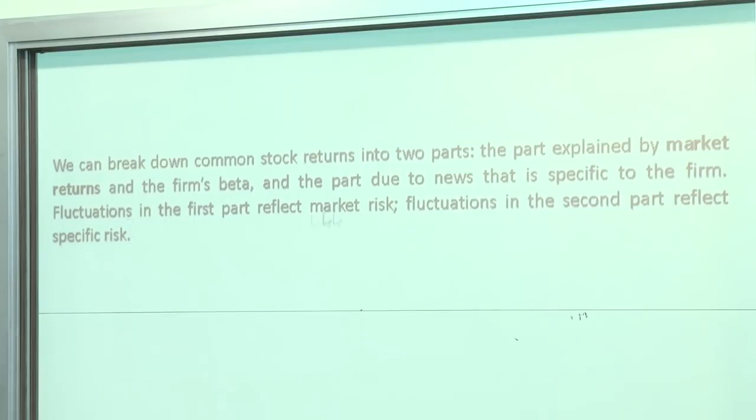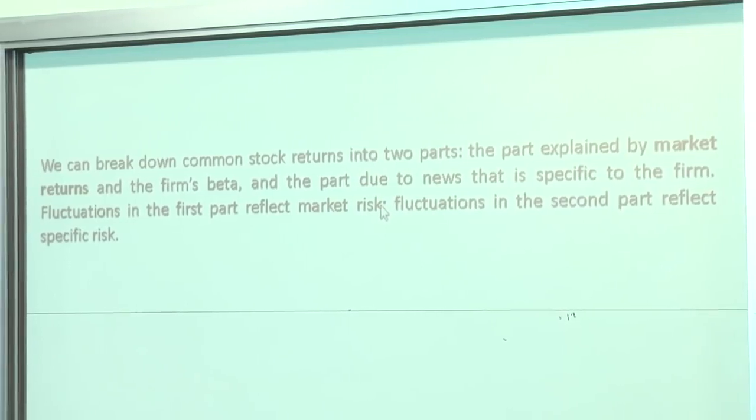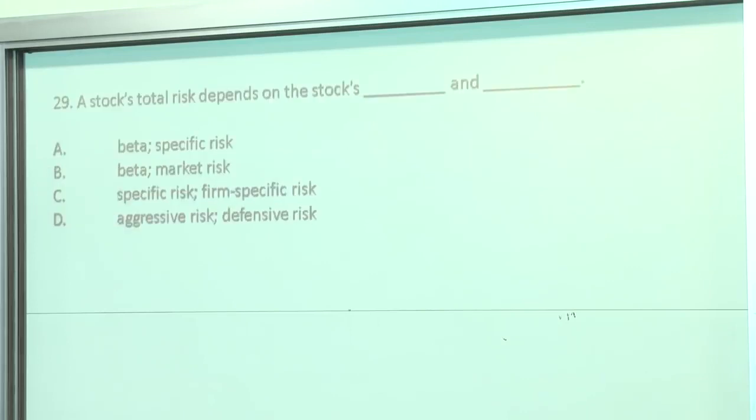Fluctuations in the first part reflect market risk. Fluctuations in the second part reflect specific risk. And if we hold a well-diversified portfolio, we should only care about this beta, and use this beta to find the return that we require on this stock. Let's see how to find that.